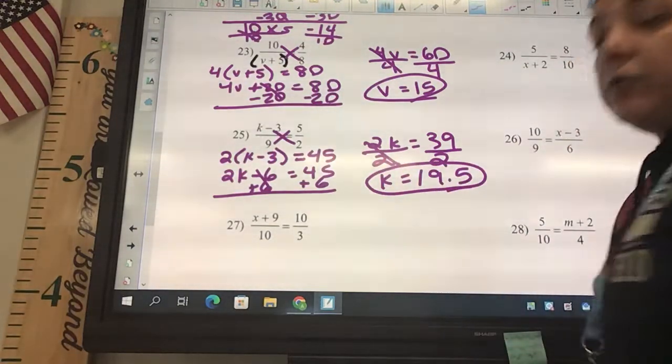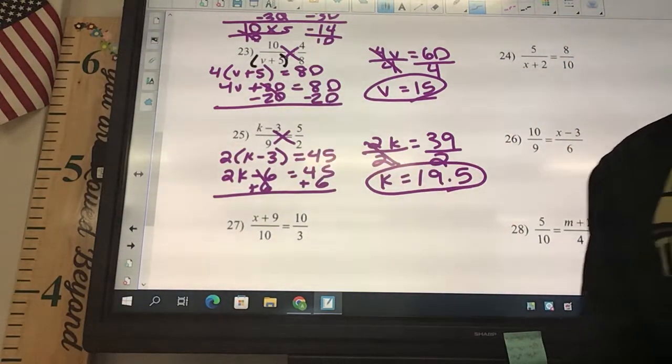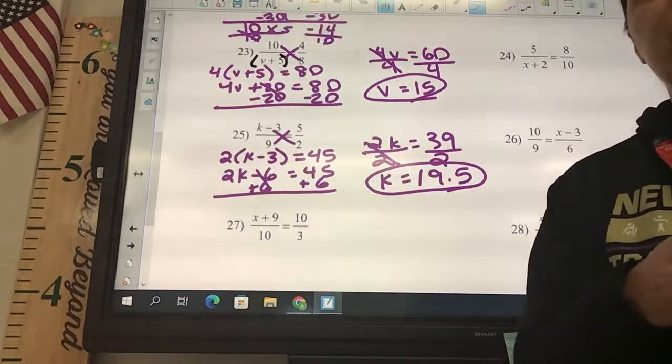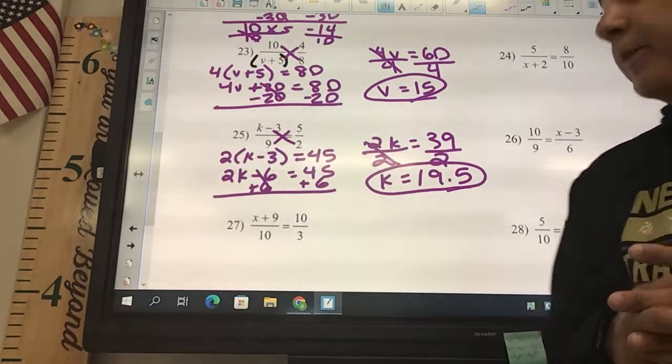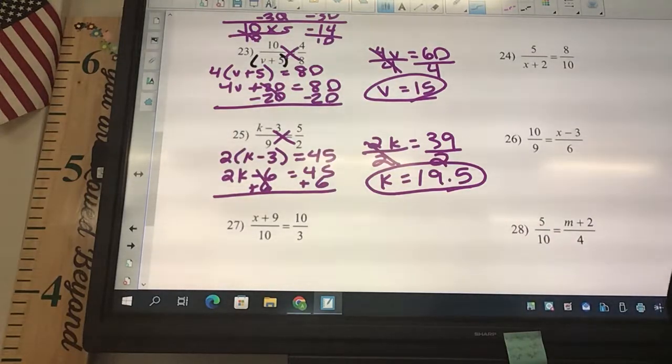Okay, you guys are going to go through, do the rest. When you get finished, put them in the box, or if you're not in the room, you can give them to one of the teachers, and they will put them in the box for you.